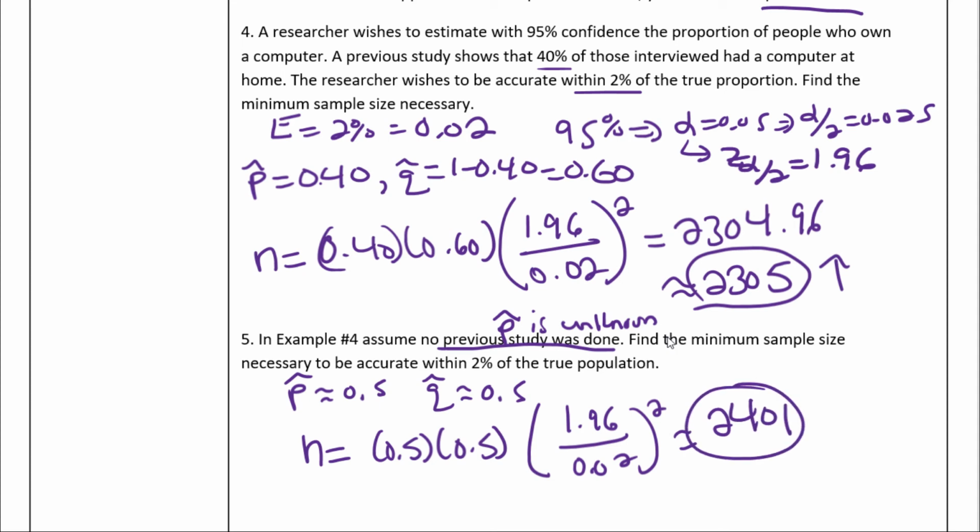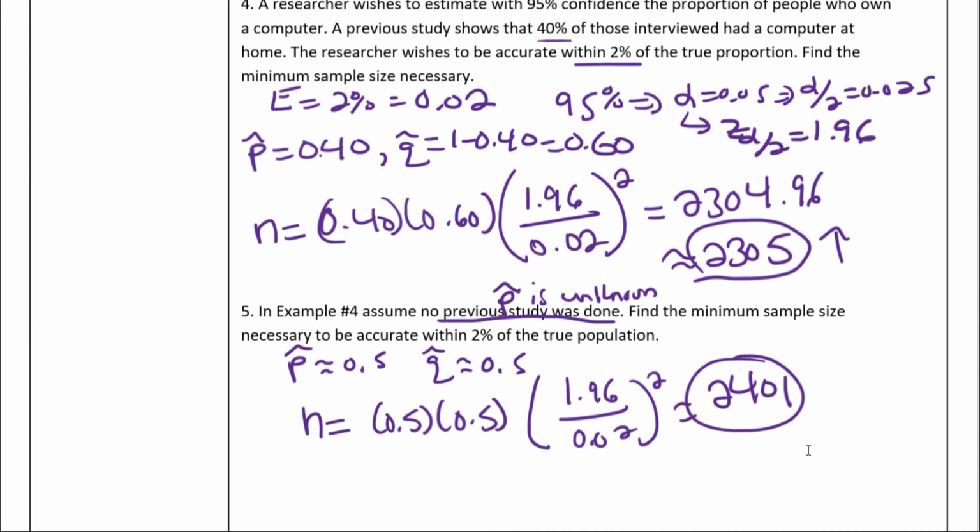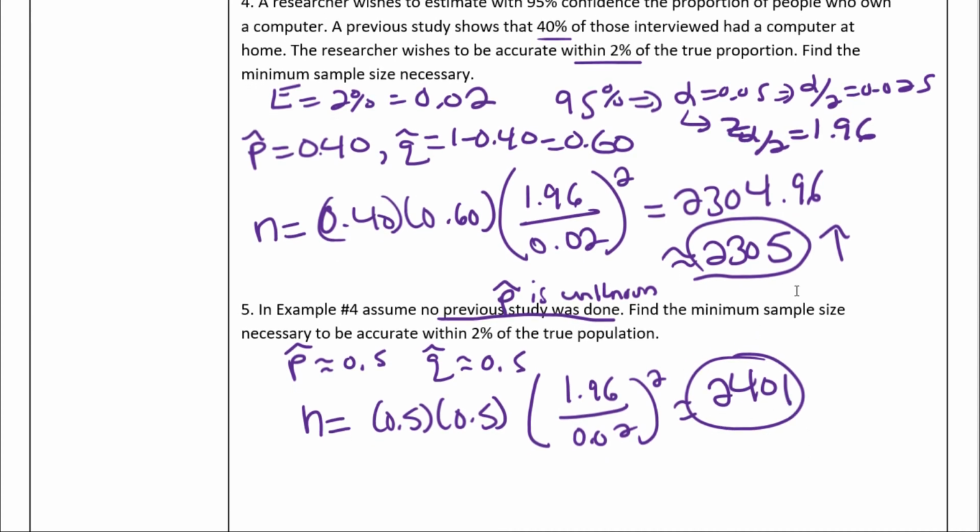So the downside of not knowing what your p hat is, is that your sample size is generally going to be larger. So this is not good if you're trying to do an experiment and you want the sample size to be small, right? Because the idea is you want as small a sample as possible, yet getting an accurate result. So if you don't know what your p hat is, then the downside is you need more people in your study.